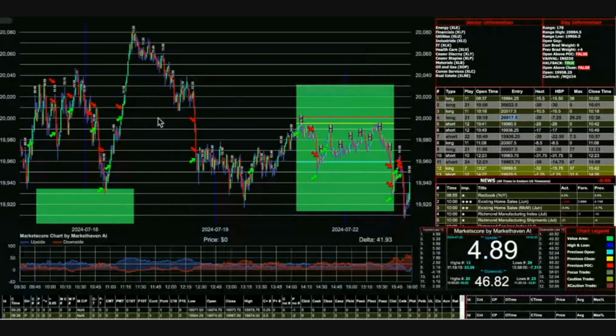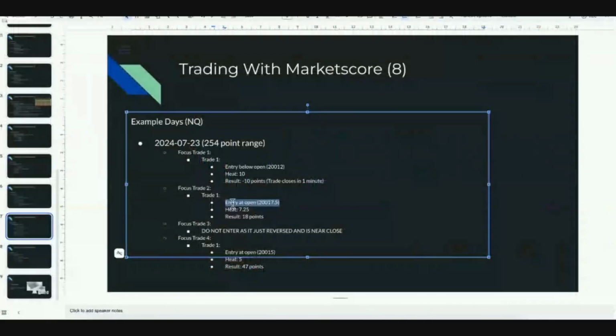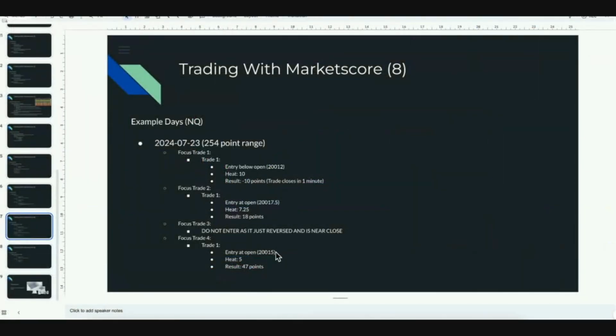It comes back down. Now, again, this is the same thing we talked about with the ES. This short, because you were just in a long, is not necessarily a trade that you should be taking immediately. And again, it only shows 7.5 points of profit. It ends up going against it, so it ends up not being a great trade. The next trade, though, is an entry at 20,015.